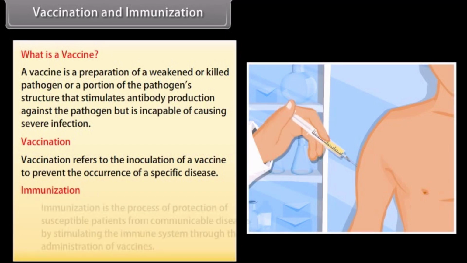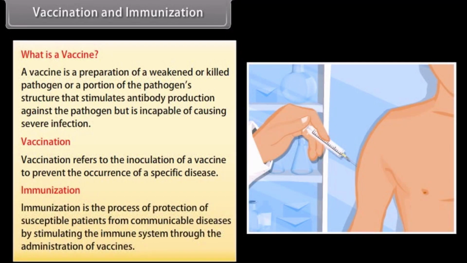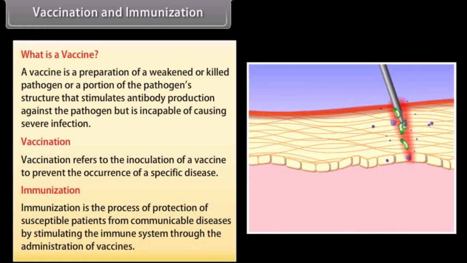Immunization. Immunization is the process of protection of susceptible patients from communicable diseases by stimulating the immune system through the administration of vaccines.